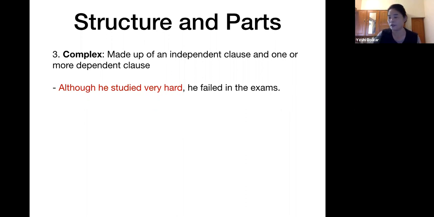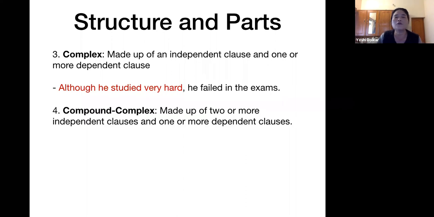Now let's look at the fourth sentence. Compound complex sentences, just as the name suggests, compound and complex. It means that you will have two independent clauses, and maybe one or more dependent clauses. Two independent clauses make it compound, and a dependent clause makes it complex. That's how you get compound complex.